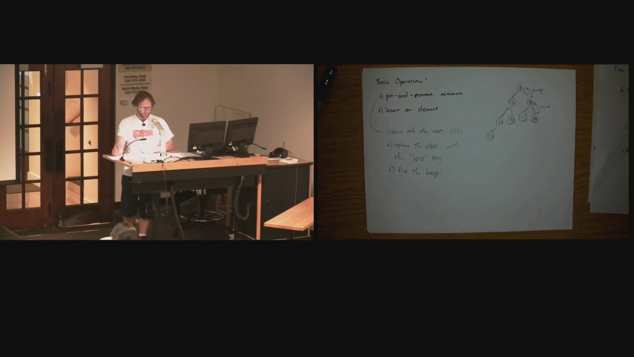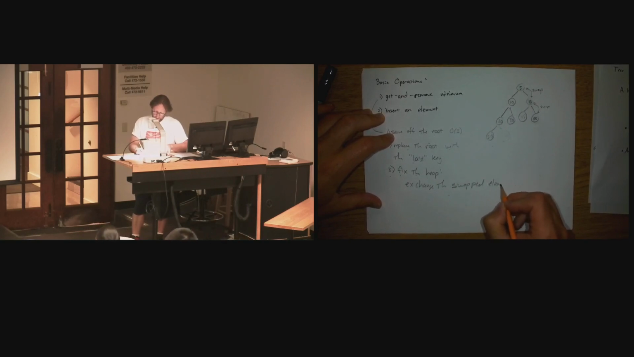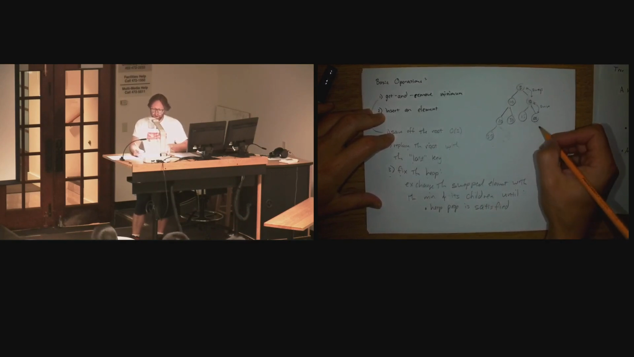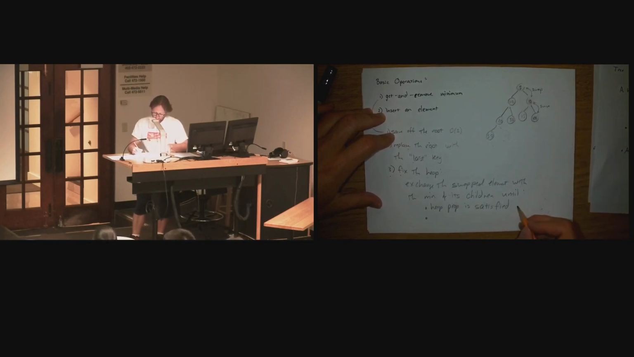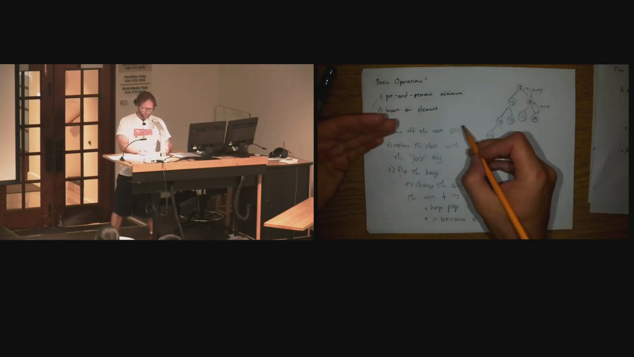Vacuously true, okay? So we fix the heap. We exchange the swapped element with the minimum of its children until either the heap property is satisfied, or, in this case, the heap property was satisfied vacuously by going down to a leaf, or it becomes a leaf. Okay? And this was an order 1 operation.